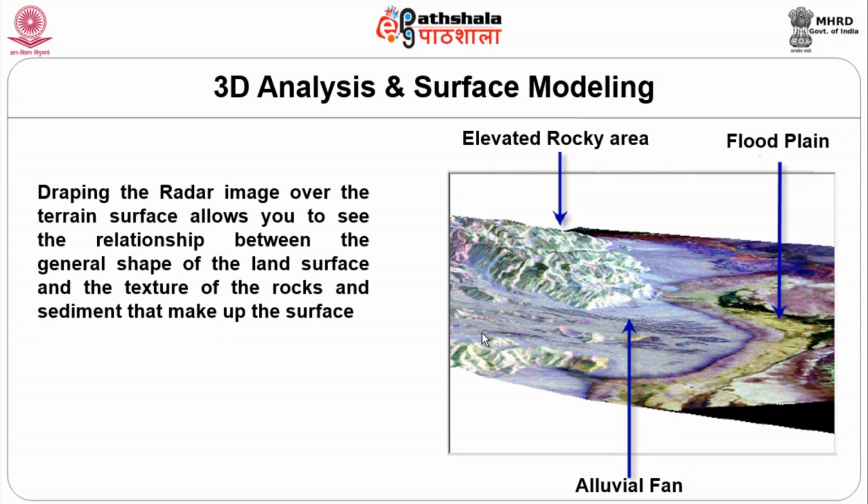You can see again the relation between the various general shapes of the objects within the land surface, the textures of the rocks, because it has the capability, as I told you, to penetrate the surface through the leaves and things like that. So you can even see the texture of the rocks, and what sediment that particular terrain is made up of. The way in which you can see here all three things: a floodplain, an alluvial plain or alluvial fan, as we call it, a deposition of material from the hill slope, and the elevated rocky terrain is also shown here.